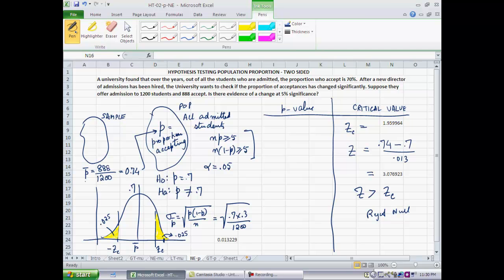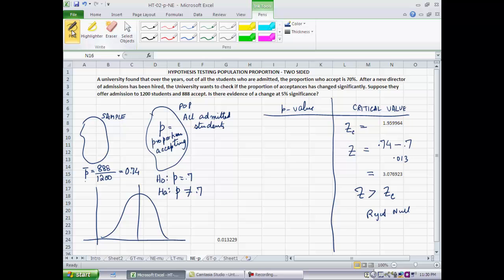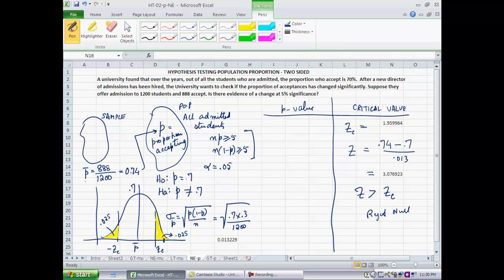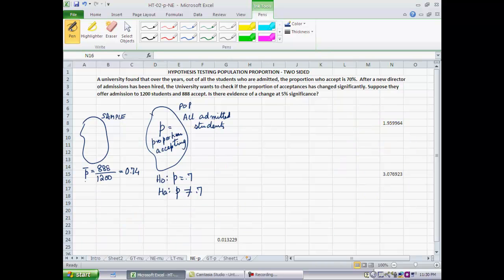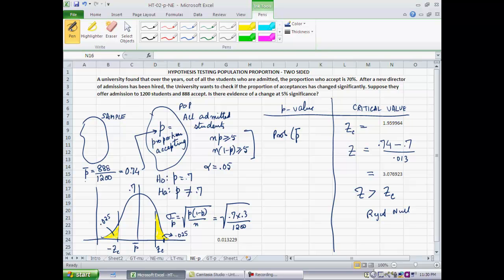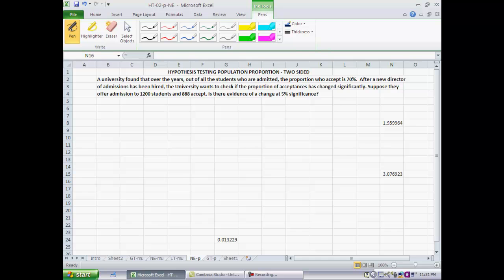Now let's solve this problem the alternate way, namely using the p-value method. The p-value method simply says that if the null were true as an equality, what is the probability, that's what the p stands for, that I would be observing a sample statistic at least as extreme as the one that I just saw. So here I simply want to compute the probability of p bar being greater than or equal to 0.74, and I would multiply that by 2 simply because this is a two-sided test.